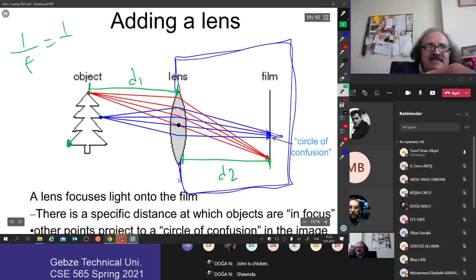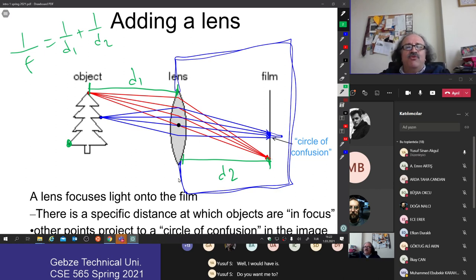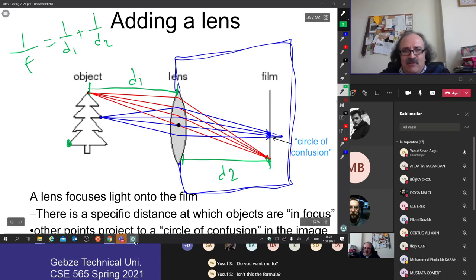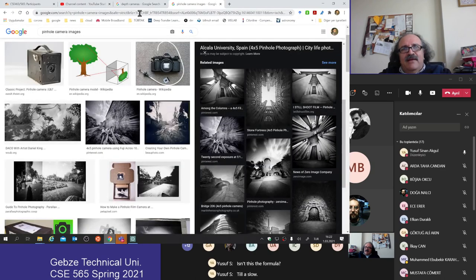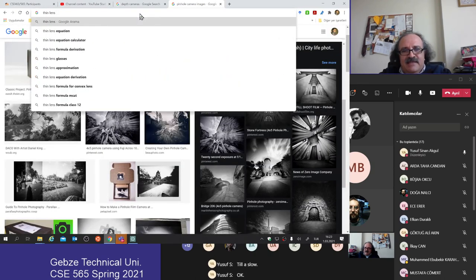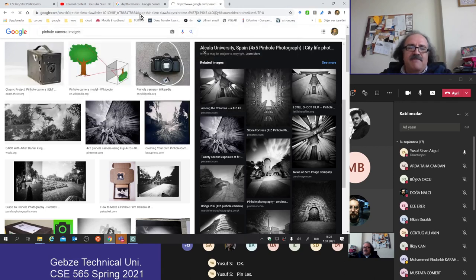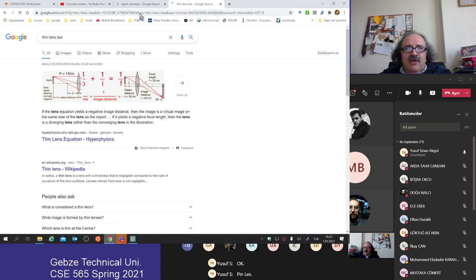1 over f is d1 d2. Isn't this the formula? Thin lens law. Okay. Thin lens. The law of the thin lenses. Okay. So you don't want to remember your youth? You hate it? Okay. Here it is.